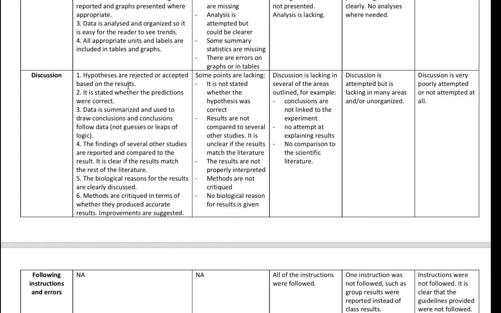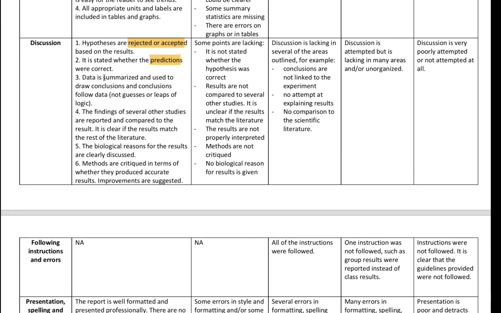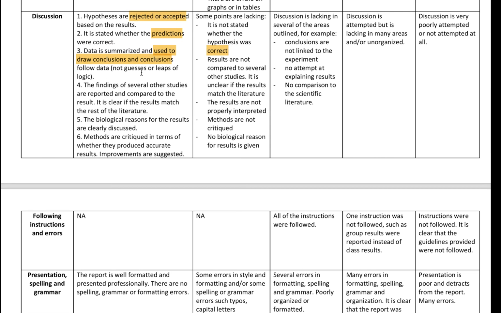So the remainder of the rubric for the discussion, I want to make sure I either reject or accept my hypothesis based on my results. I say whether I made the correct prediction or not. Remember, it's totally fine to not make the right prediction as long as your hypothesis and prediction are based on science. I want to summarize my data, and I want to use my findings, my data, to draw conclusions. And I'm not going to make any huge leaps. Importantly, I'm not going to be like, this is the answer, the end. Maybe my methods weren't that great.